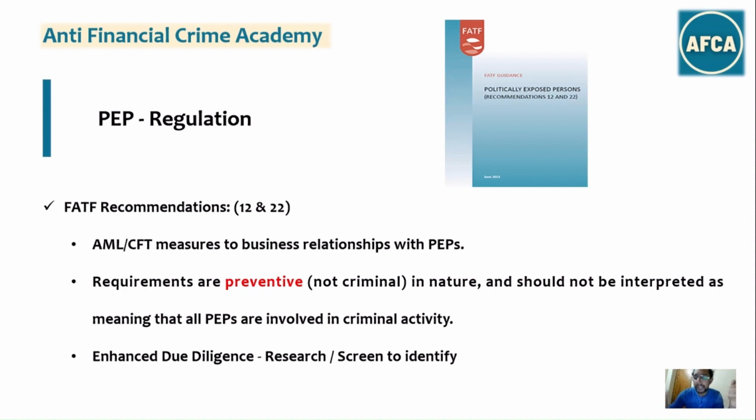Now, all these measures that the bank might take to mitigate the risk associated with politically exposed persons are preventive in nature. See, if I say someone is a PEP, that doesn't indicate that person is a criminal. A PEP is not a criminal, but there is a high possibility, a high probability, that a PEP could commit a financial crime. That is the reason why the bank wants to take a precautionary, preventive measure.